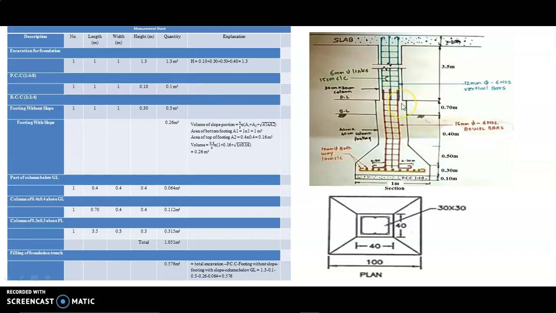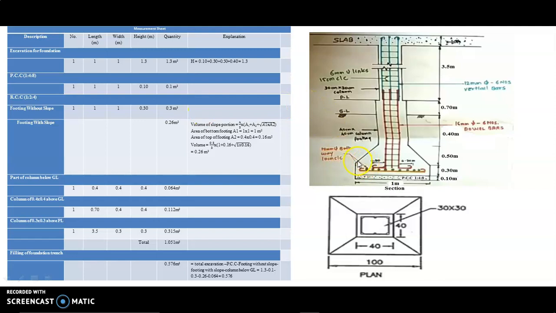Now we have to find RCC value, which is in the ratio of 1:2:4. First we find the value for footing without slope, means we find the value up to this rectangular part only. We do not consider this sloped part here. For calculating this part, we know that plan is 1 meter by 1 meter and this height is, sorry, 0.3 meter. That's why here we write 0.3 meter and we calculate and get 0.3 meter cube as the value.